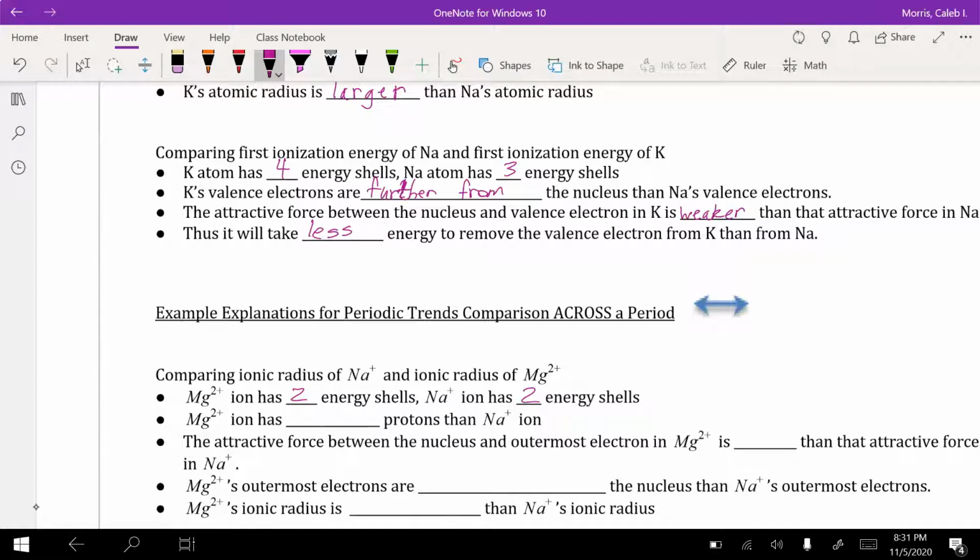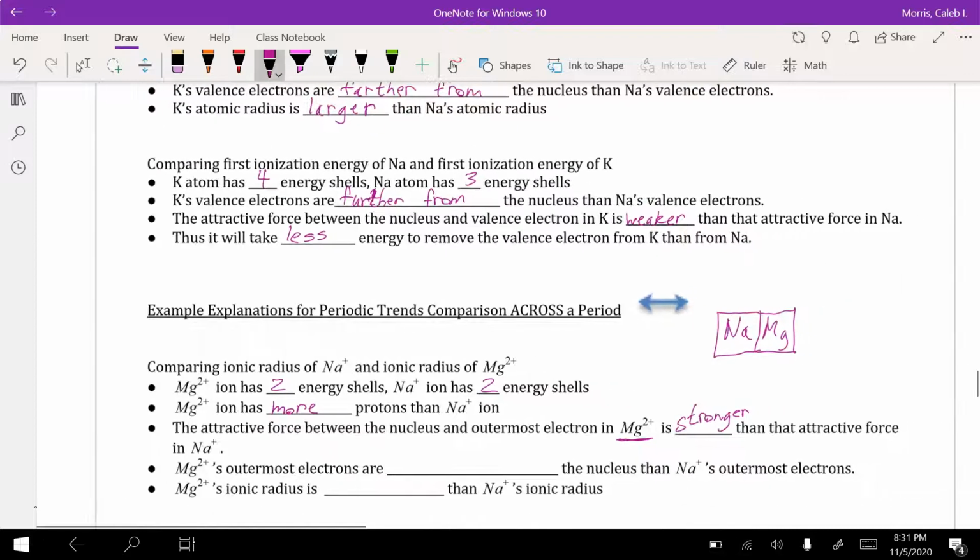How many protons does it have? Well, magnesium was further to the right. So I have Na and then Mg, right? Which one has more protons? Magnesium has more protons than the sodium ion. So the attractive force between the nucleus and the outermost electron in magnesium is stronger than the attractive force in sodium.